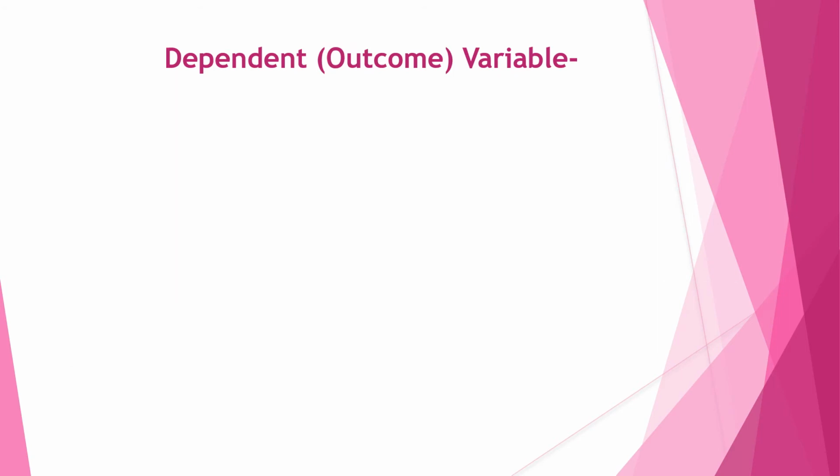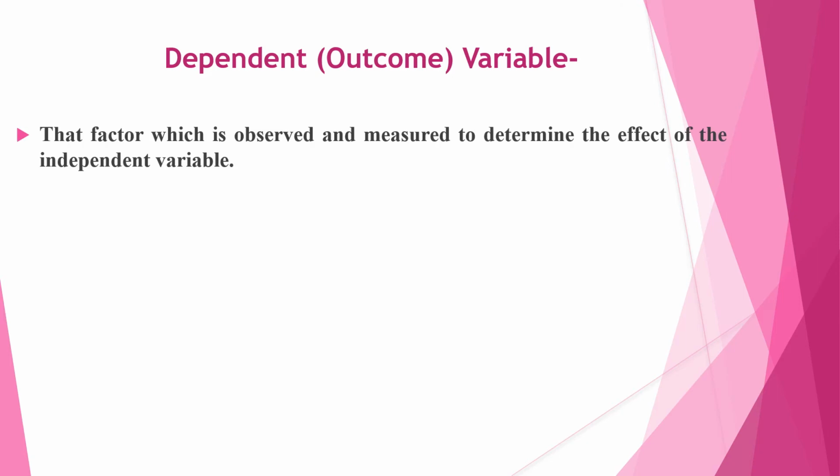Let's see. The next type of variable is the dependent variable. Dependent variable is also known as outcome variable. It is also known as criterion variable and also response variable. So variables which are being influenced by the independent variable, and they are observed and measured so that the researcher can understand what kind of effect independent variables are having on this factor, are known as dependent variables.